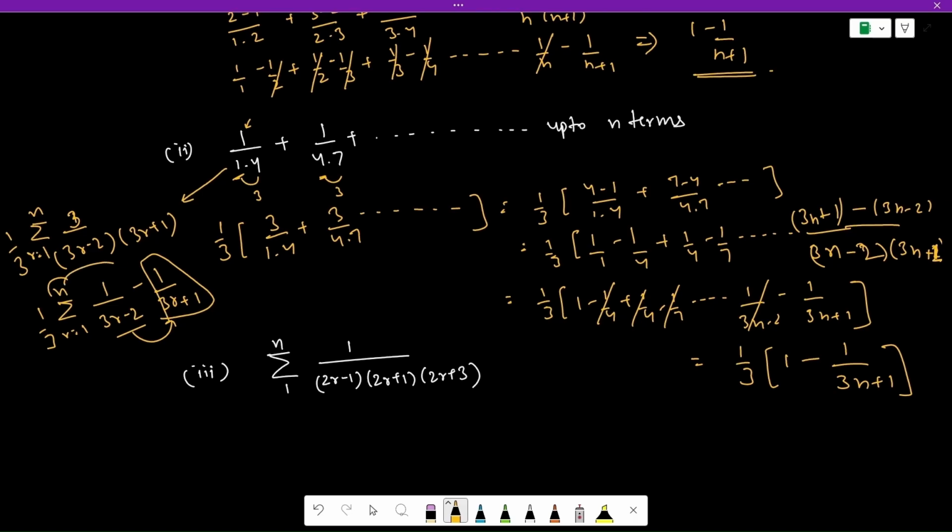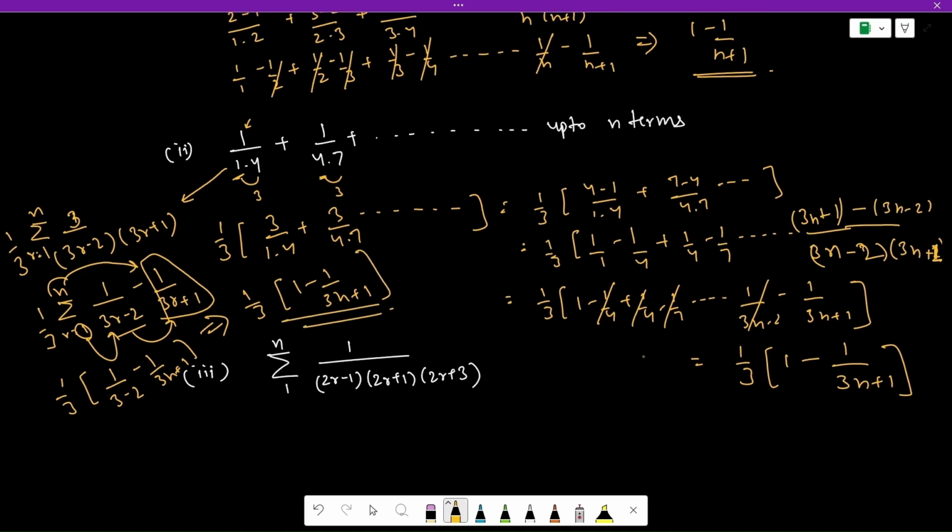So we will put n in this term and put 1 in the term-wise lower value, which is this one. So we will get 1/3 into (1/(3−2) − 1/(3n+1)). So this will be 1/3 into (1 − 1/(3n+1)). So this is the same that we got here. So I hope you understood that the trick is to first break this into consecutive terms, then put the upper limit into the term-wise greater term and the lower limit into the term-wise lower value.